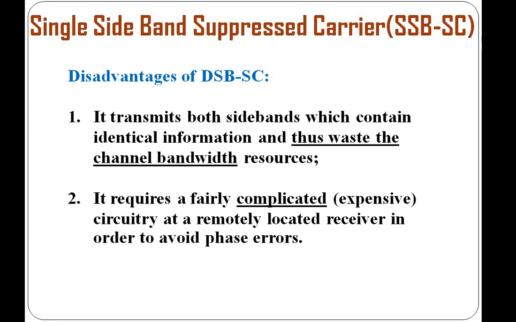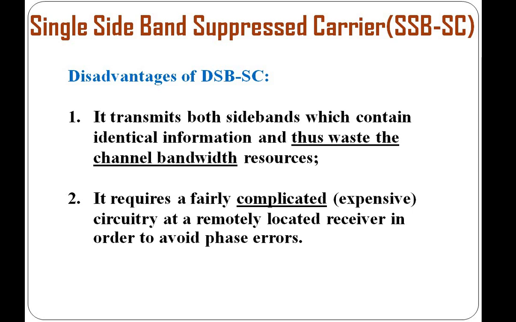To reduce that disadvantage, we suppressed the carrier by using double sideband suppressed carrier. Now only the sidebands are transmitted, using DSB-SC. But DSB-SC also has two disadvantages. The very first disadvantage is that we are wasting channel bandwidth and other resources, because the two sidebands, the upper sideband as well as the lower sideband, both have identical information. So why should we waste two sidebands? Why are we sending two sidebands at a time and wasting the bandwidth?